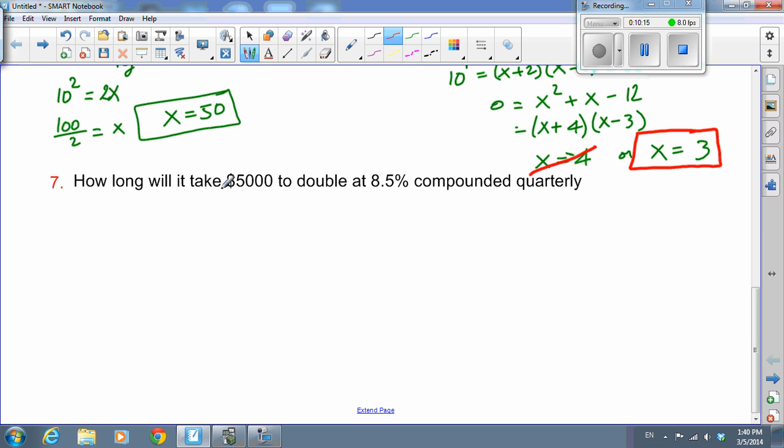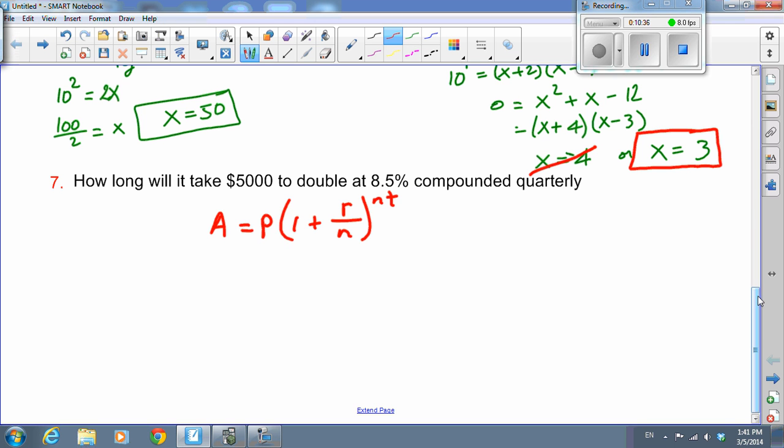How long will it take $5,000 to double at 8.5% compounded quarterly? You first have to remember the compound interest formula. The compound interest formula is A equals P times (1 plus r over n) to the power of nt.